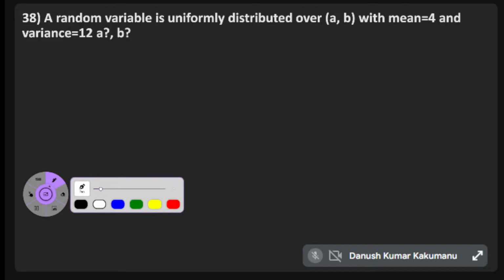Any answers? A is minus 2, B is 10. All of the others also try.